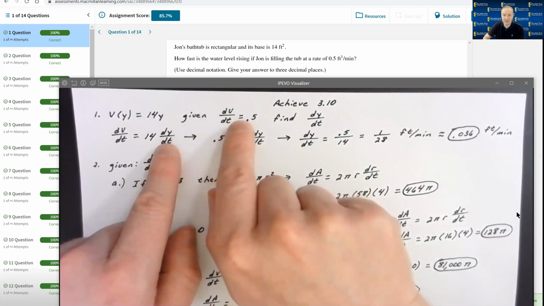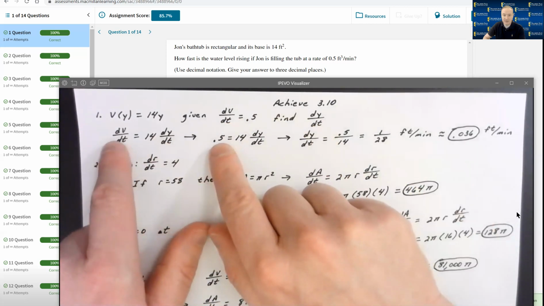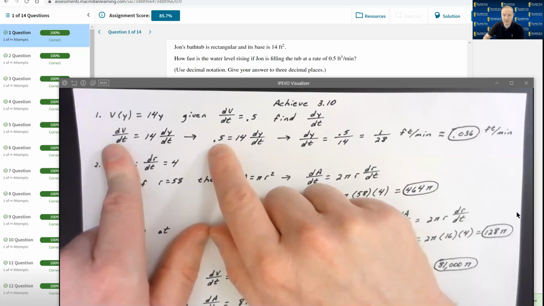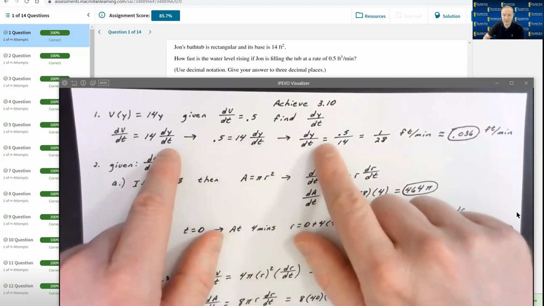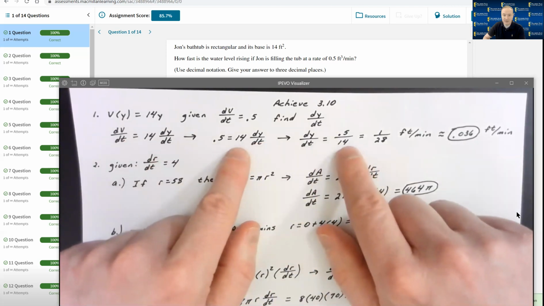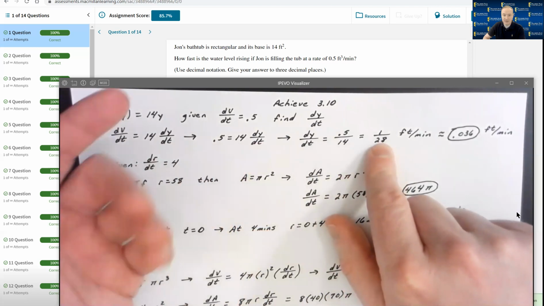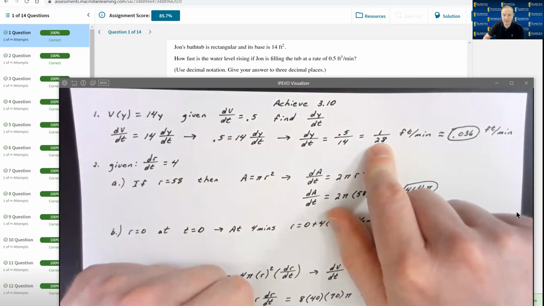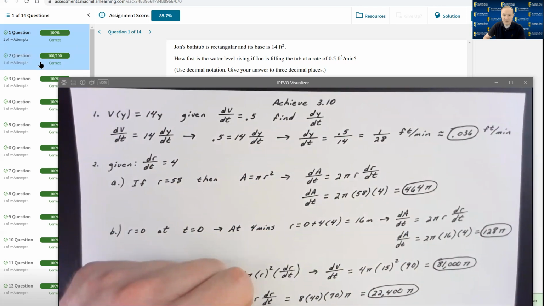So I'm given dV/dt is 0.5. I'm supposed to find dy/dt. So it's just plugging into this equation. I know that the change in volume with respect to time is 0.5. That's going to equal 14 times dy/dt. Thus, dy/dt is going to be 0.5 divided by 14, which I went ahead and reduced to the fraction 1 over 28. No need to do that, though, because they just want a decimal answer. Whether you do 0.5 over 14 or 1 over 28, as a decimal, that's 0.036 feet per minute. And you can see that that's precisely what I entered in Achieve, and Achieve liked it.